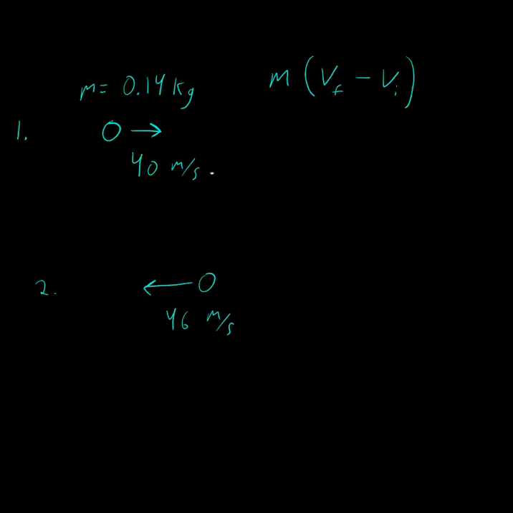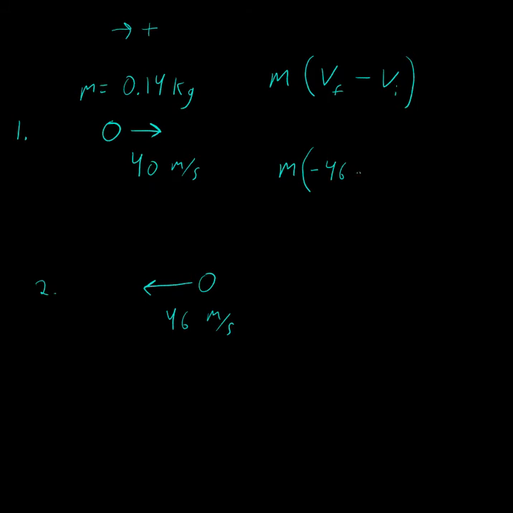Okay, so here it's important to pick which is forward and which one's backward, because since these are two opposite directions, one of these needs to be positive, one of these needs to be negative. It doesn't matter much on which, but let's call the rightward motion positive, leftward motion negative. So that would be mass. Our final velocity will be negative 46 meters per second.